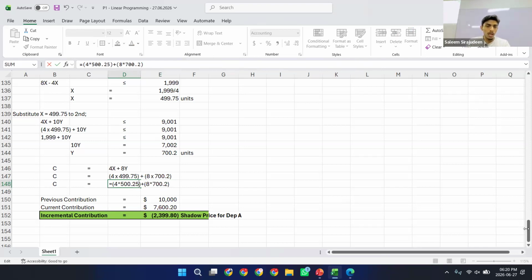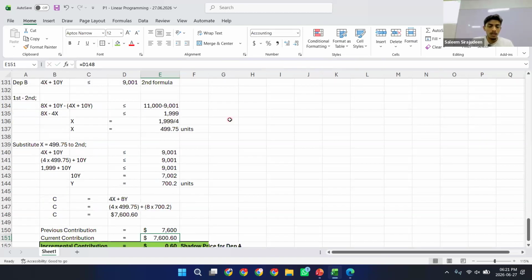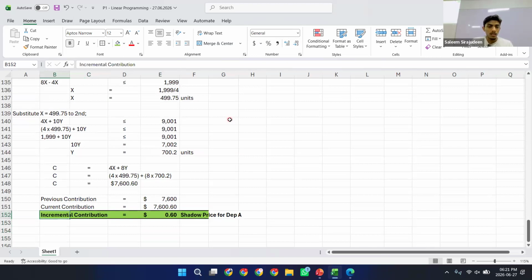Then how much? 700.2 units and 499.75. How much you are getting? 7,600.60. What is the previous contribution? It is 7,600. So how much extra you are paying? 0.60. So what is the shadow price? 0.6. So this is the shadow price for department B.